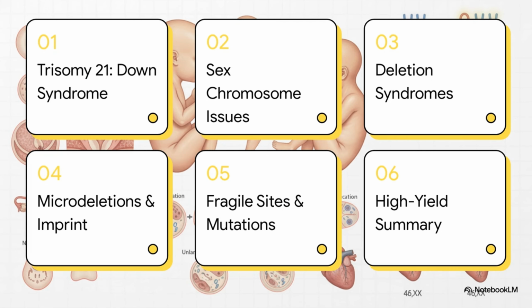So here's our roadmap. We're going to start with the most common trisomy out there, Down syndrome. Then we'll pivot to aneuploidies of the sex chromosomes. After that, we'll get into structural issues like deletions and microdeletions, and that's where we'll hit the fascinating concept of imprinting. We'll wrap it all up with fragile sites and single gene mutations before a rapid-fire, high-yield review to make sure it all sticks. So let's get right into it.